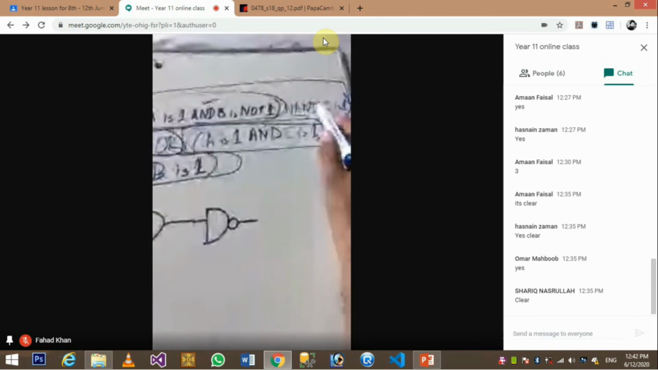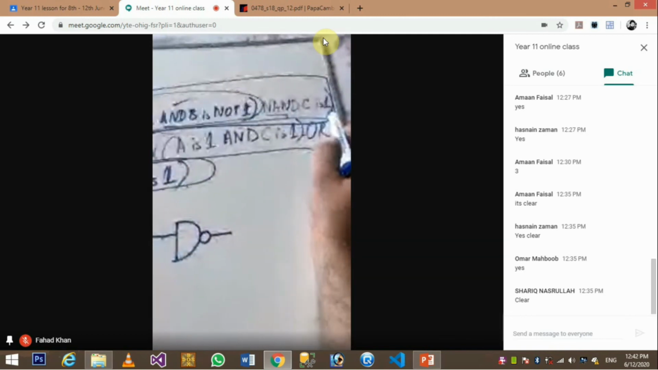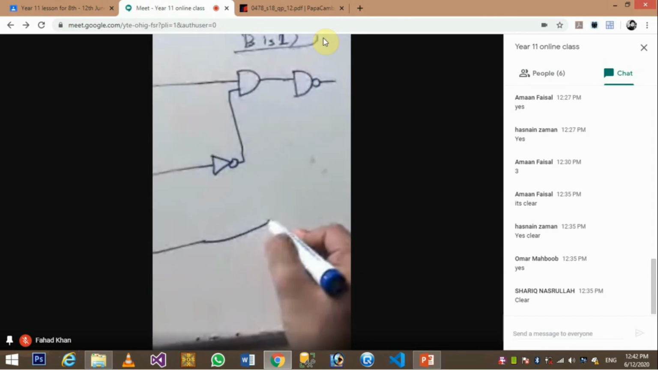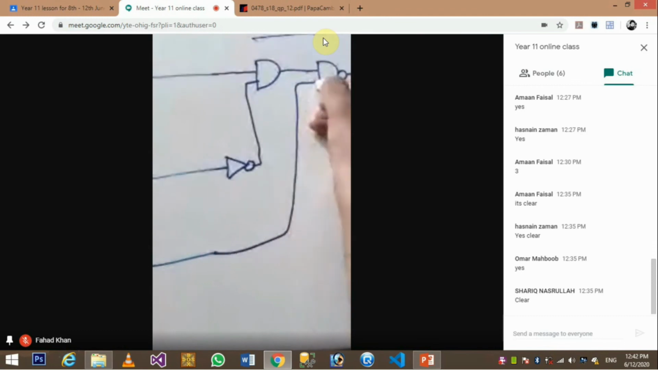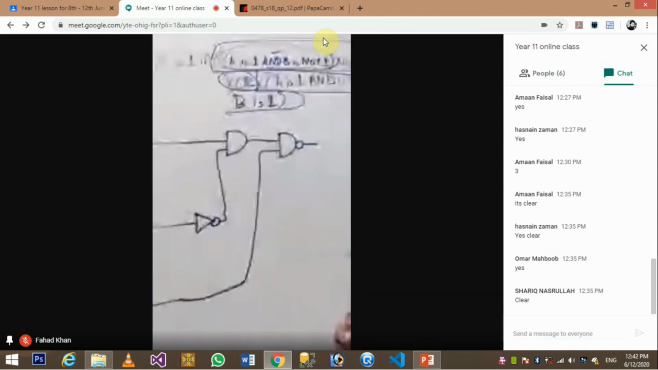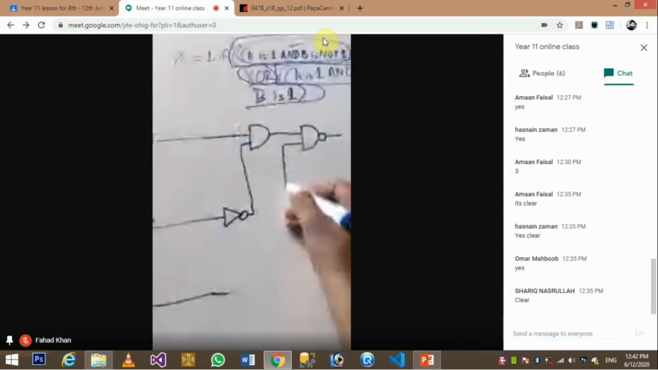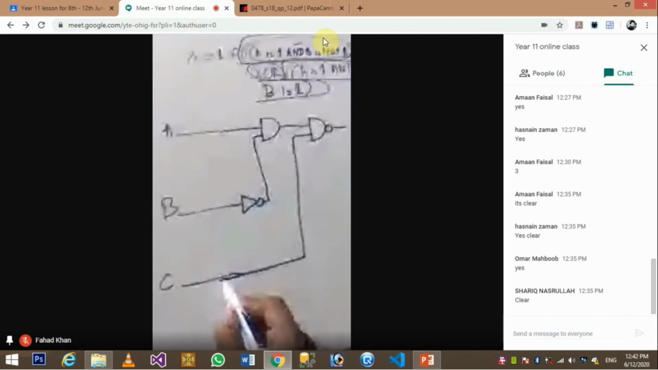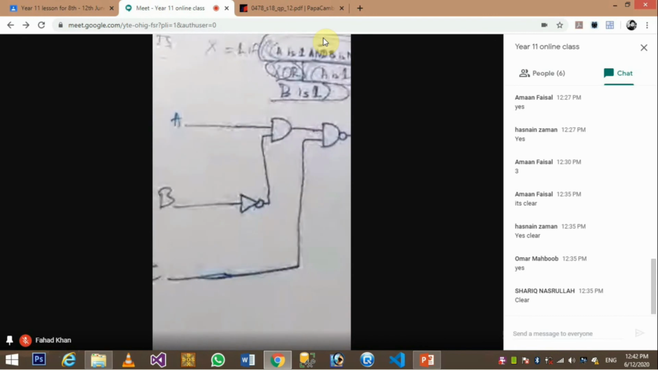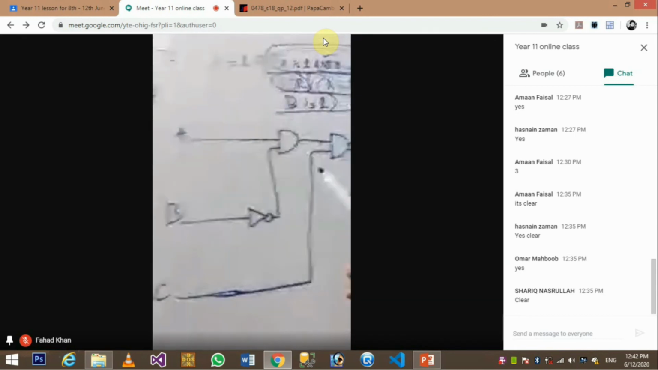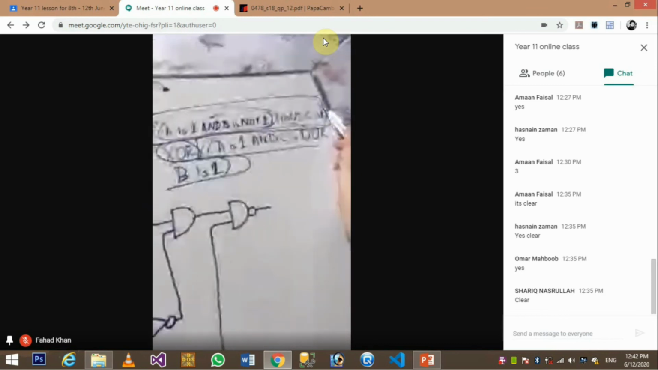And C is 1. C is 1 means we need to bring that C for it. C is 1. All right, so this part is done now. This is the whole part.